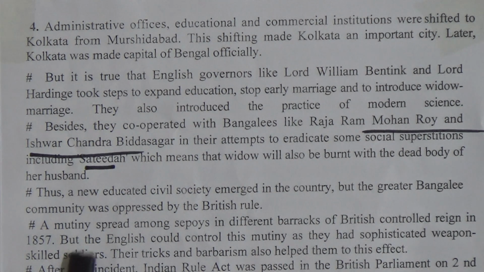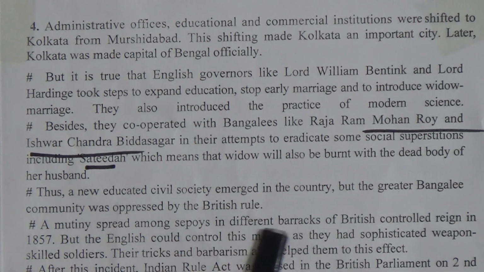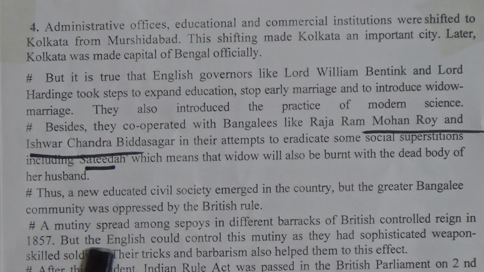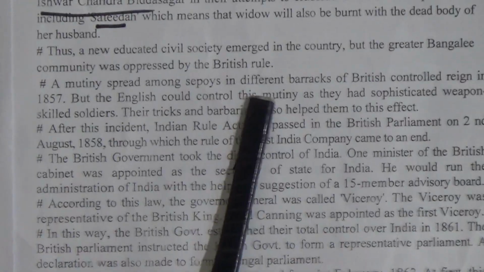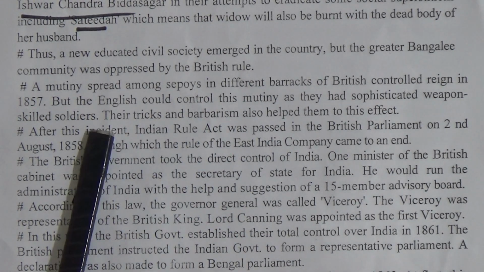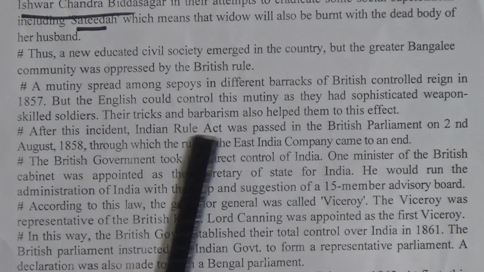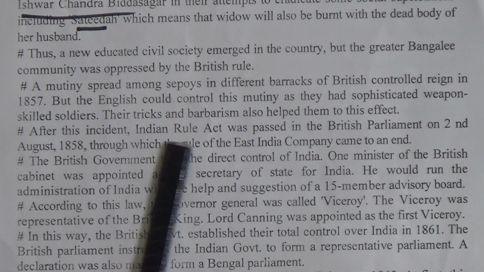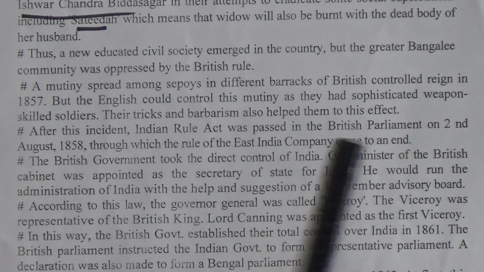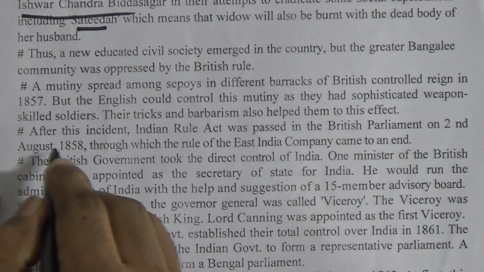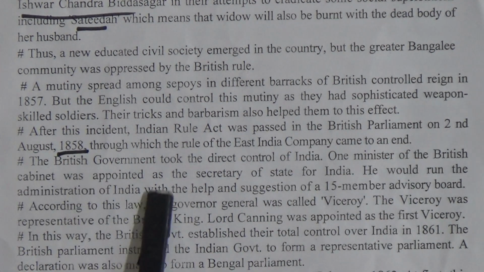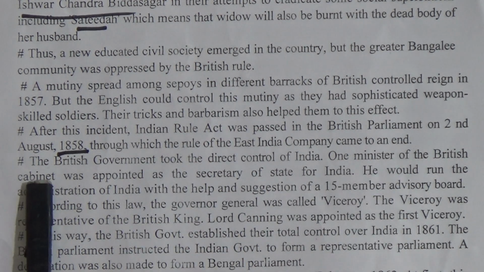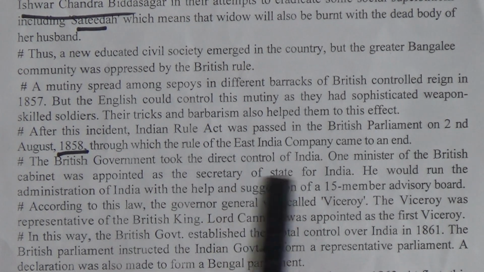A mutiny spread amongst sepoys in different barracks of British controlled region in 1857, but the English could control this mutiny as they had sophisticated weapons and skilled soldiers. Their tricks and barbarism also helped them to this effect. After this incident, the Indian Rule Act was passed in the British Parliament on 2nd August 1858, through which the rule of the East Indian Company came to an end. The British government took the direct control of India.